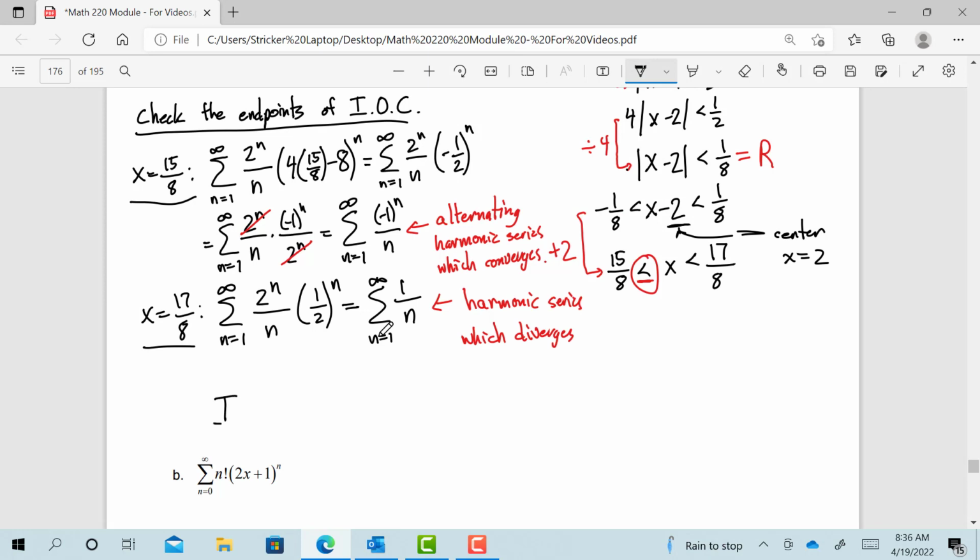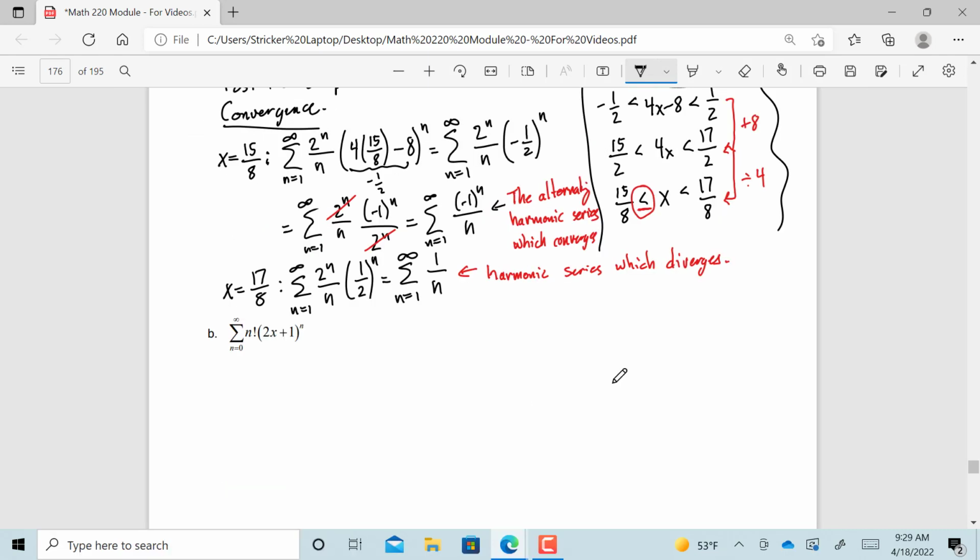But that does mean that we can go ahead and write our answer, because our answer asks us to find the interval of convergence. So the interval of convergence is going to be 15 over 8 to 17 over 8, not including 17 over 8, so we'll put a parenthesis there. And then our radius of convergence is 1/8. And that's how you do these problems. We got a couple more to look at, but hopefully that all made sense.